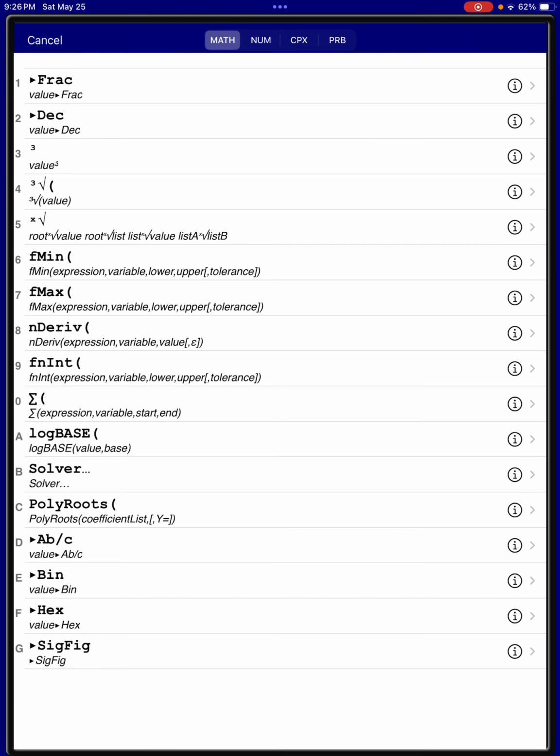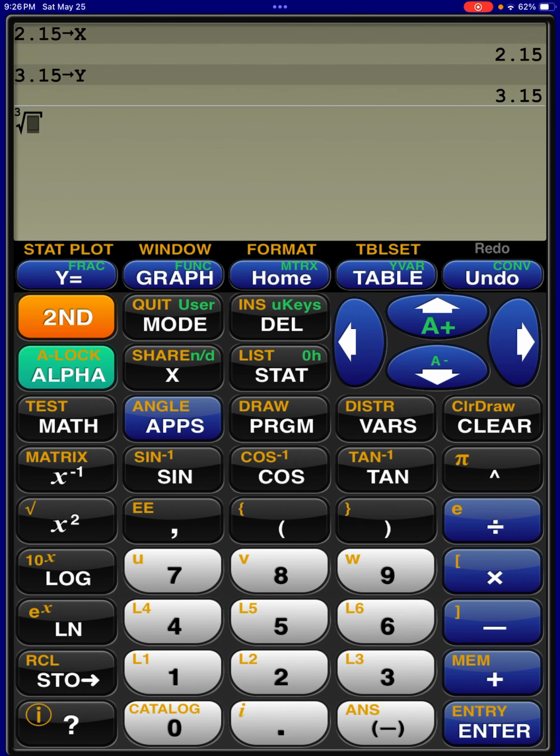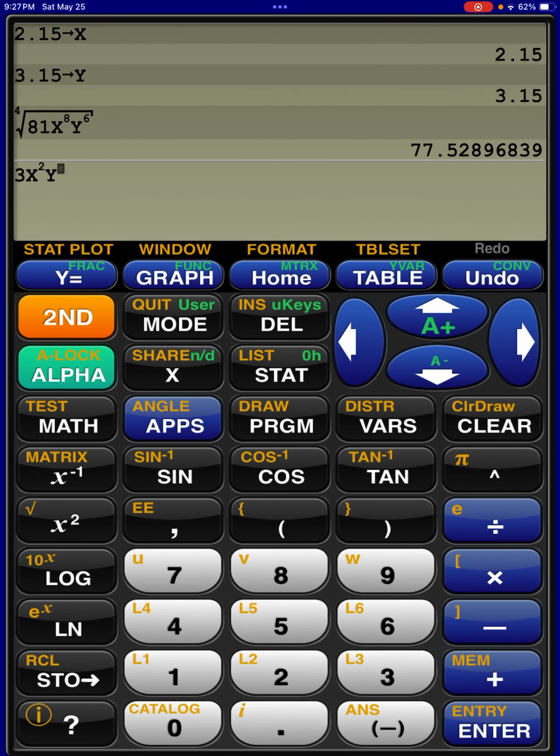You're going to go to math, and you'll see either option 4 or option 5. So if you press option 4, you'll see root 3. You can always just go back and change that to a 4 if you want. I have 81x to the 8th power. Whoops, not. Okay, and then I have y, so I'm going to do alpha y to the 6th power. Okay, so this number is just what I'm looking for, what's equivalent to that. So option 1 is 3x squared y to the 3 over 2 power.